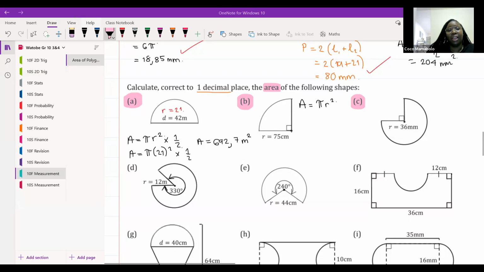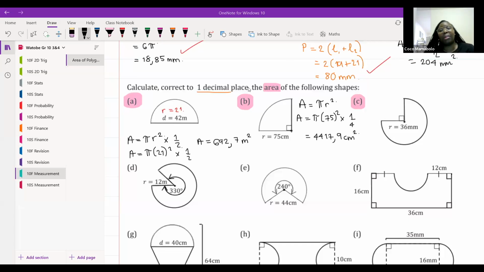All right, that's time. Let's have a look at our answer. So we're going to have A is equal to pi times 75 all squared times a quarter. Do not forget to multiply by a quarter or to divide by 4. All right, and the answer you should get here is 4,417.9 centimeters squared. Do not forget the squared.